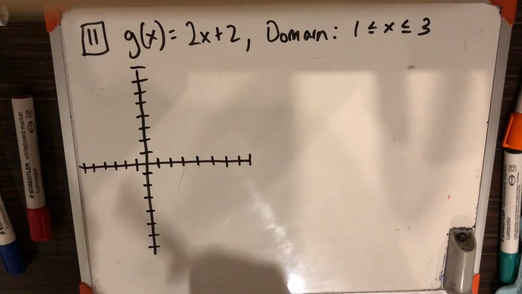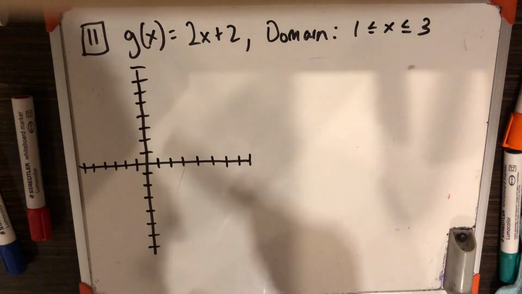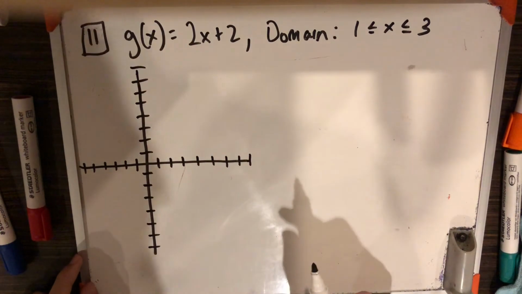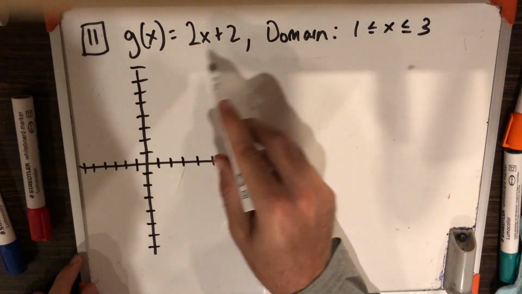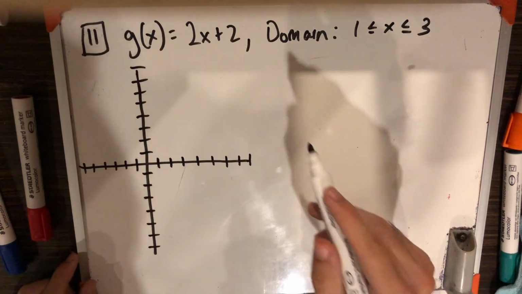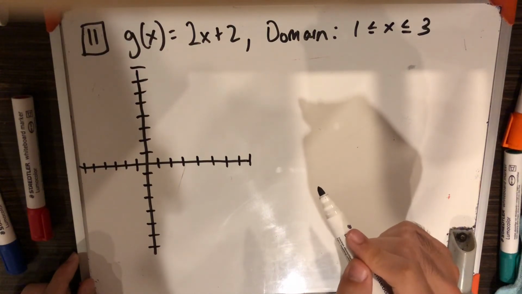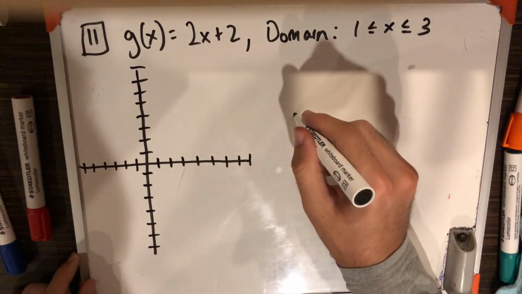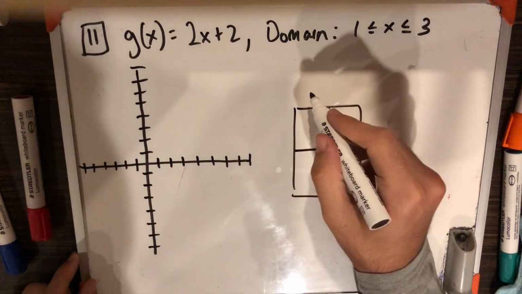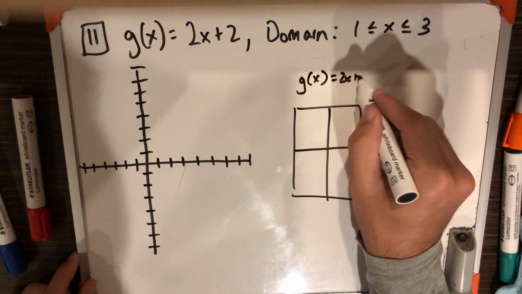All right, for 11. I've got g of x is equal to 2x plus 2, domain being between 1 and 3. I tell you to, of course, graph g of x, right? That should be pretty easy. Again, this is not a quadratic, so you can just simply use a table on your first go. Now, I need to also find the inverse of g, right? But let's find out what g is first. Again, I can use a table here. So again, I'm graphing g of x, which is 2x plus 2, right?